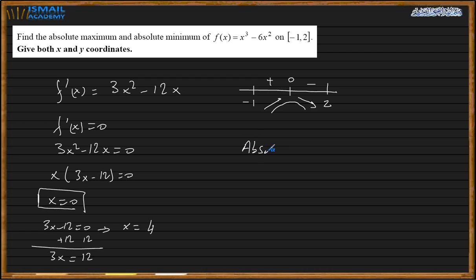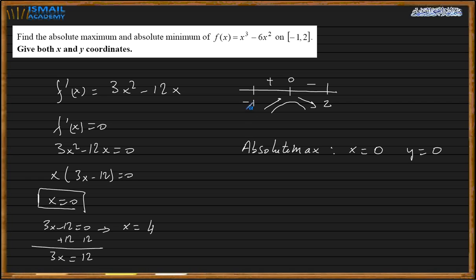So absolute max is at x equals 0, and y is going to be just y equals 0. When I plug in 0, it's going to be 0.